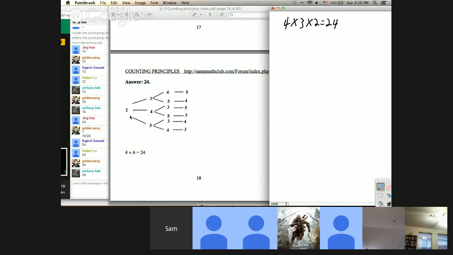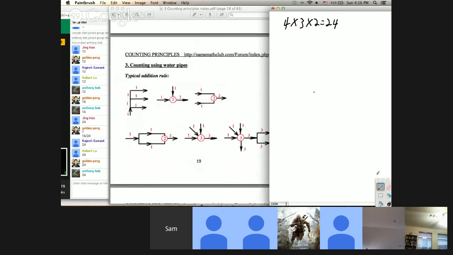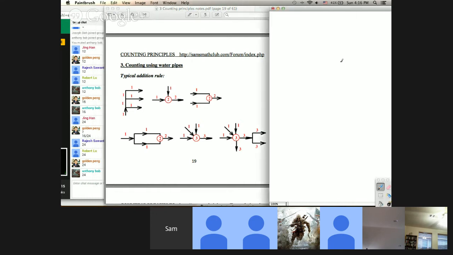Okay, anyway. So counting using water pipes. I think this is my favorite thing ever in math. Counting is kind of fun, but it's also a good way to think about a math problem. It's called counting using water pipes because we're imagining water is flowing through pipes.